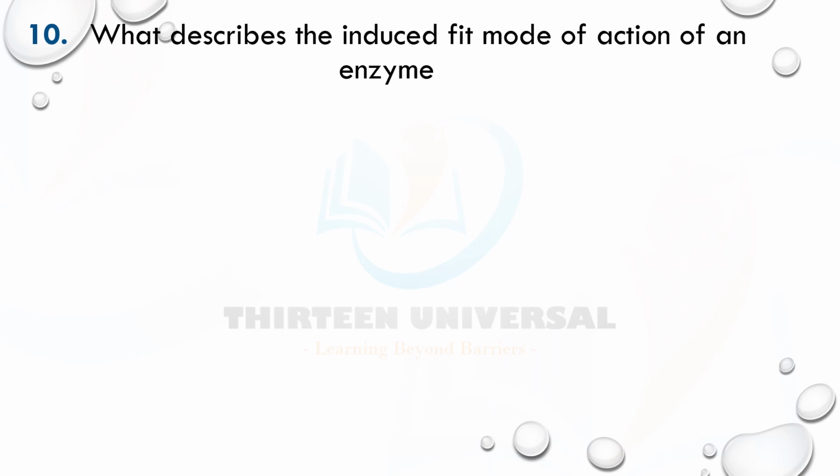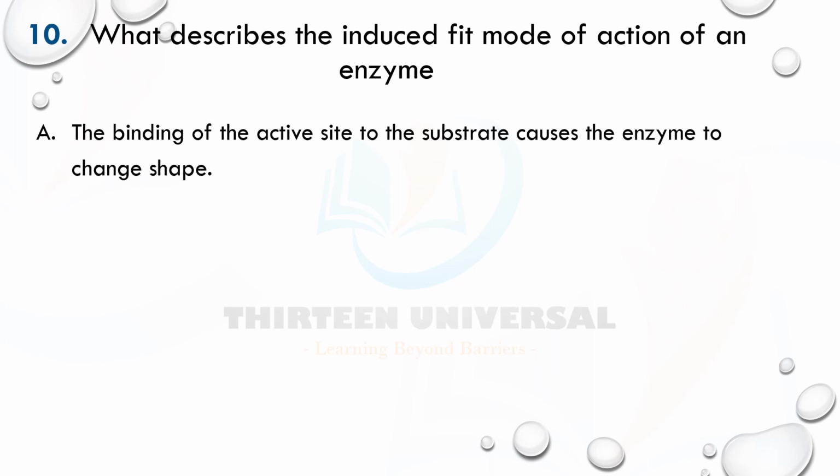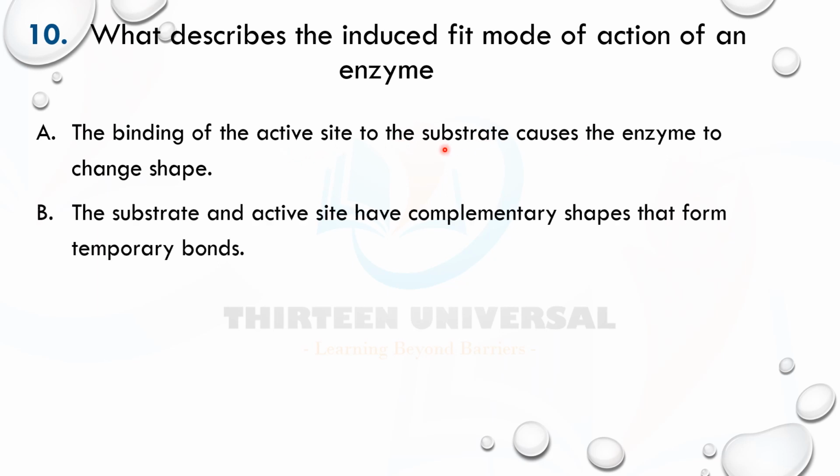Number 10 says, what describes the induced fit model of the action of an enzyme? A says the binding of the active site to the substrate causes the enzyme to change shape. The active site doesn't bind to the substrate; it is the substrate that binds to the active site. Let's see other ones. B says the substrate and active site have complementary shapes. No, in the induced fit model they don't have complementary shapes. This explains the lock and key hypothesis.